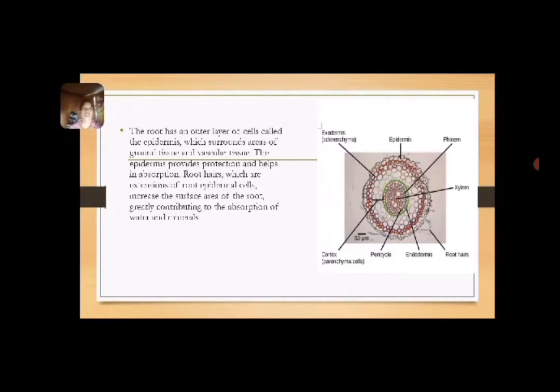So the root has an outer layer of cells and gitawag ni siya epidermis, which is napalibutan siya sa ground tissue and vascular tissue. So epidermis is naga-provide siyag protection and makatabang siya sa pag-absorb. Root hairs, which is karugtong daw siya sa root epidermal cells, increase the surface area of the root nga makakontribute siya sa pag-absorb sa water and minerals.